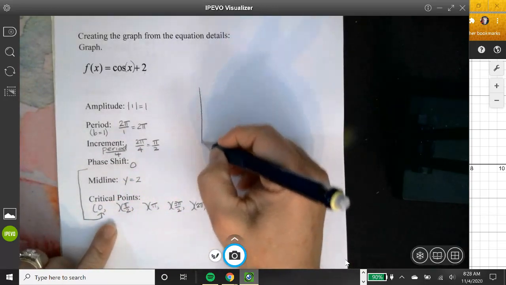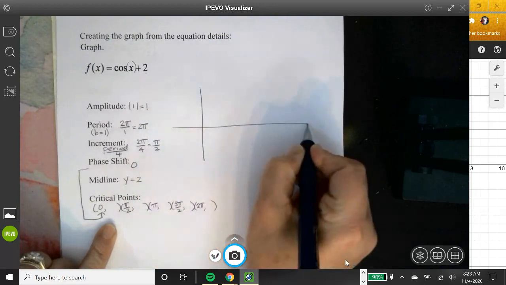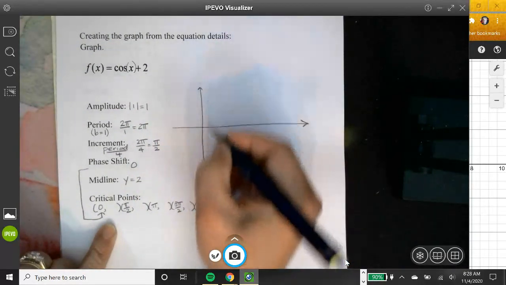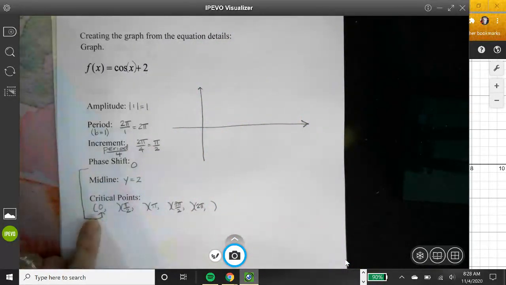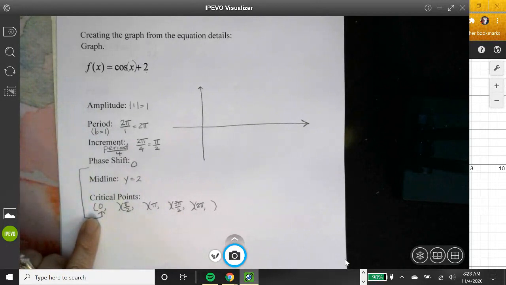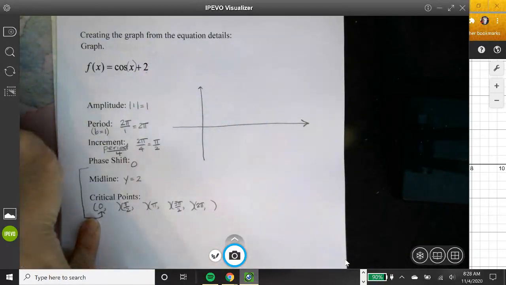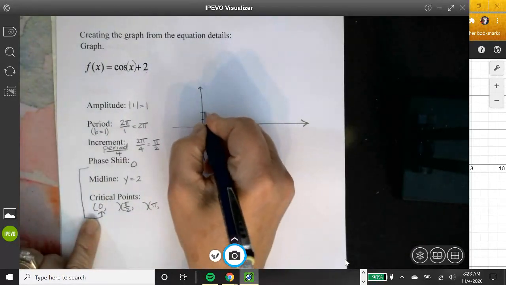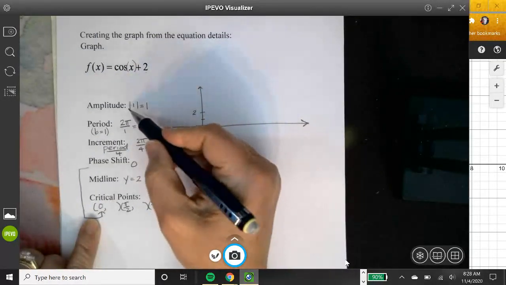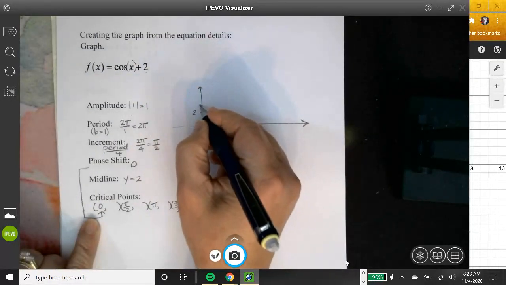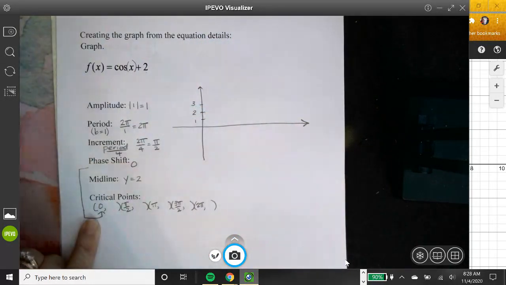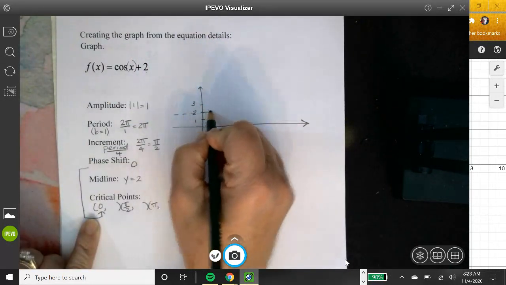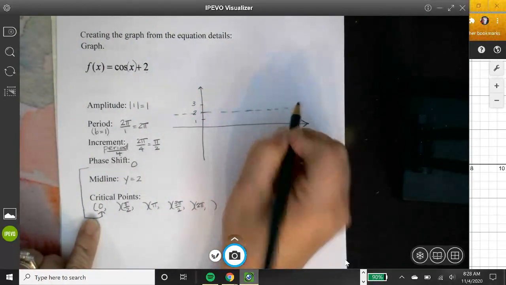Okay, so here we go. We're going to graph the curve. This is my xy coordinate plane. And my first critical point is 0. And I'm going to lay down the midline. And the midline here is 2. So I'm going to go up 2. Label this. And my amplitude is 1. So I know I'm going to go up 1 and down 1. So this is 1 and this is 3. And I'm going to draw my midline here. Here's my midline at 2.